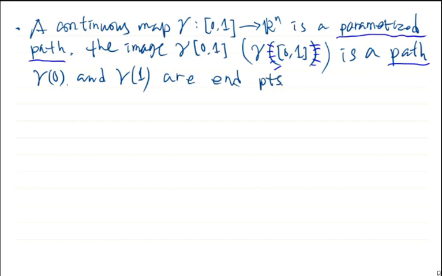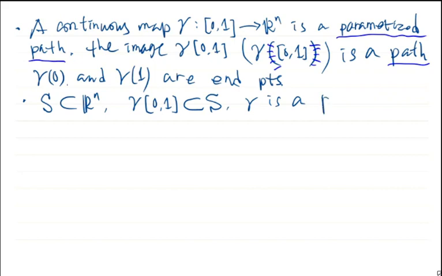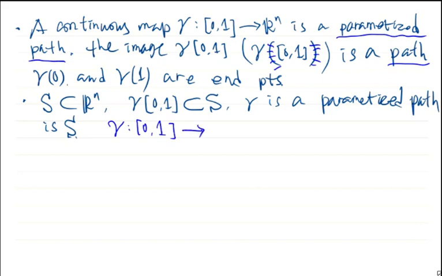Okay. So in the case that S is a subset of R^n, and the image of this path is contained in S, then such a gamma is called a parametrized path in S. To indicate this is a path in S, sometimes we use this notation, the arrow pointing to S, not R^n, but S. This means that the path is contained in S. So using the path, we can define pathwise connected, which is the central topic of this lecture.